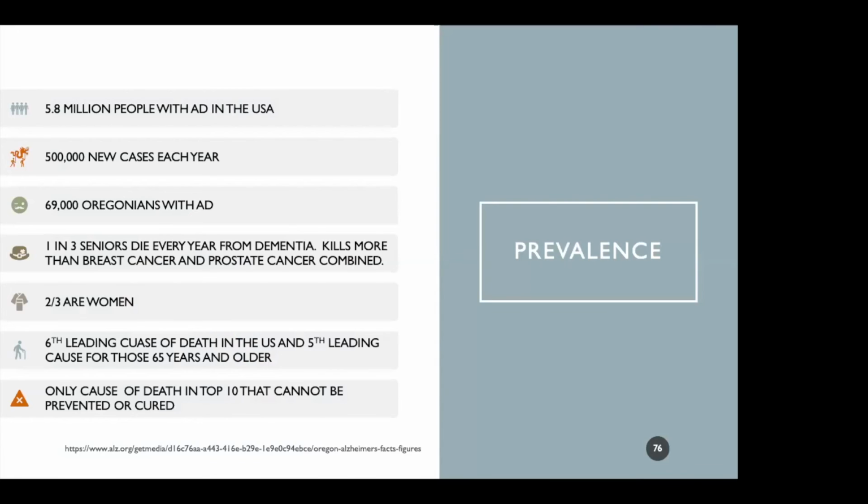Next slide. In the United States, close to 6 million people live with dementia. In Oregon, we have close to 70,000 people with dementia. 2/3 are women. Next slide.